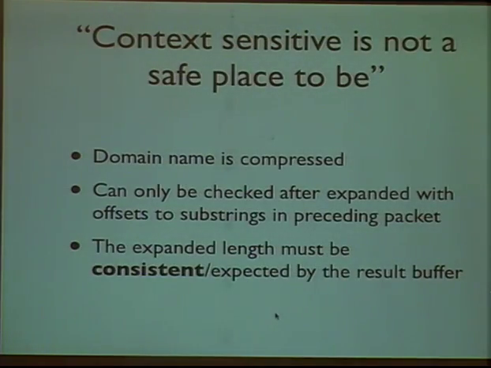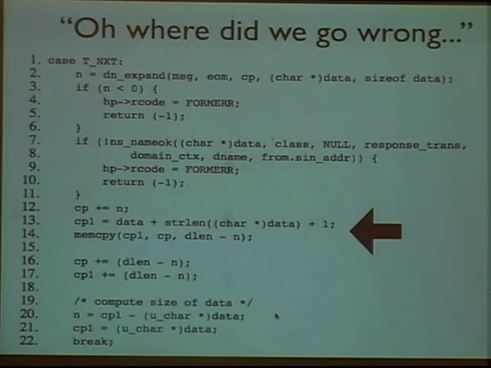So the domain name is compressed. It can only be checked after all the names have been expanded, so you need to keep all that context. And so you see code like this. It starts out with the compressed domain name being expanded. That's in line 2. Where things actually start to go wrong is down in line 13, where you see that we've got, well, 12 and 13.